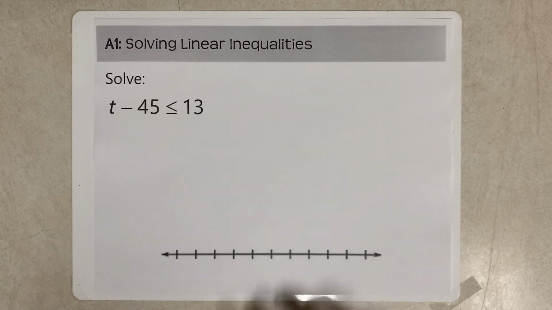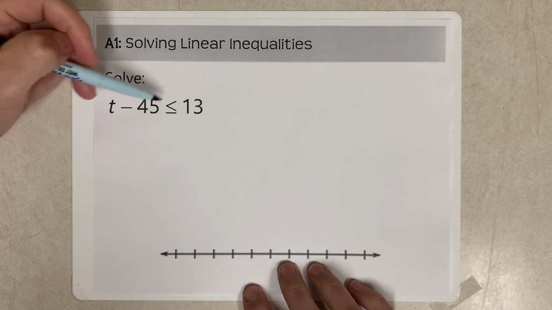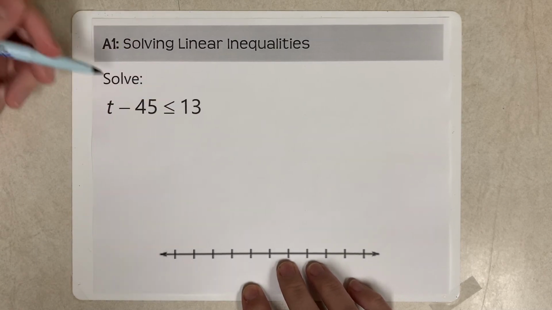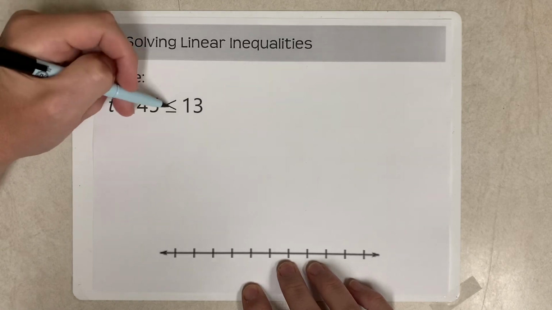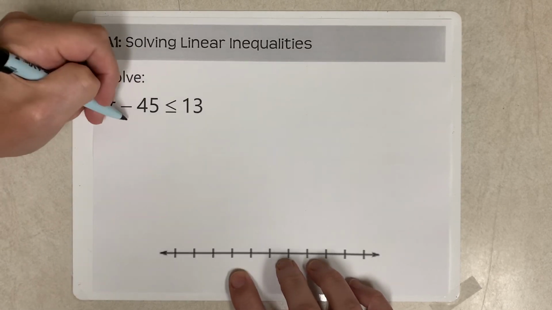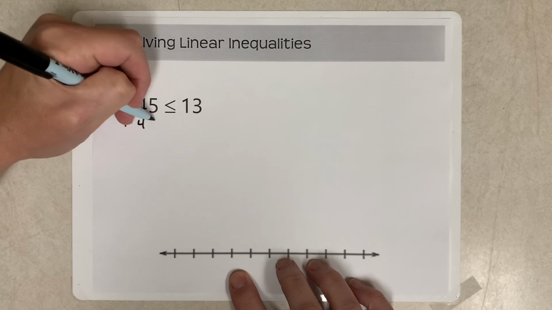In this video we're going to solve some linear inequalities, and we're going to graph the solution sets. So the first one we have is t minus 45 less than or equal to 13. This is basically a one-step inequality, and it is less than or equal to. So all we have to do is really just add 45 to both sides.